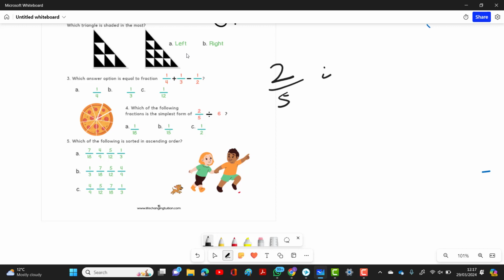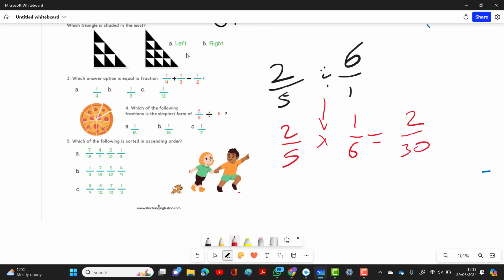2/5 divided by 6. Put that over 1. Okay, so don't forget the KFC method. Keep the first fraction the same, flip the second fraction upside down, 1/6, and then change this into times. Times top by top, bottom by bottom, 2/30, and then we can simplify it, which is 1/15. Just that one there.